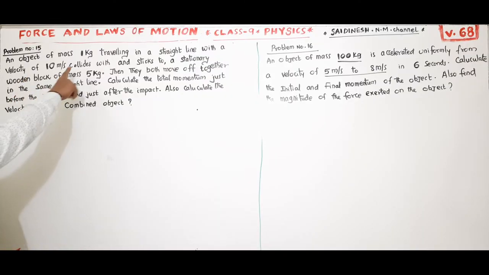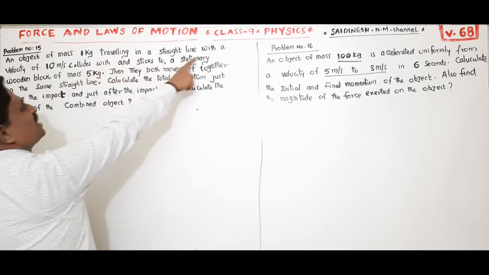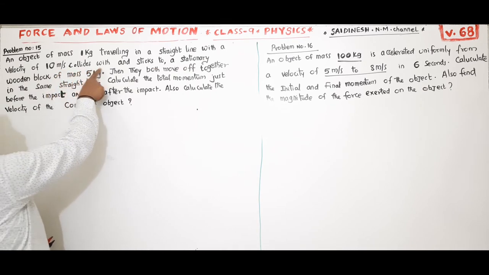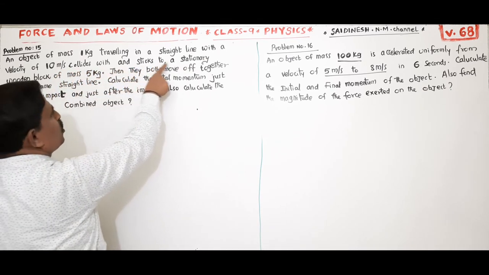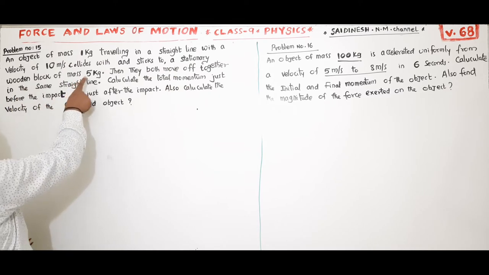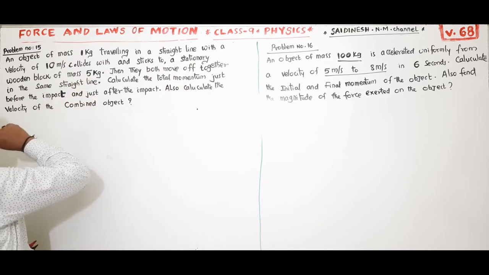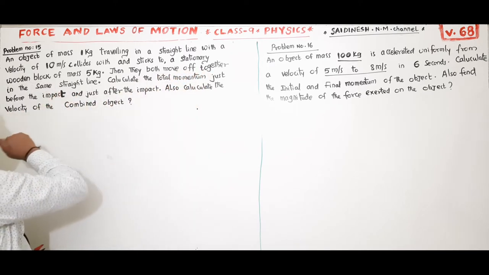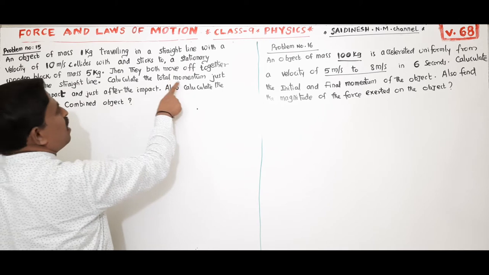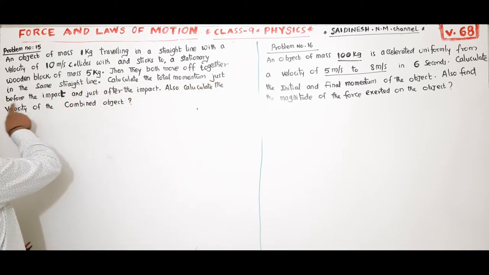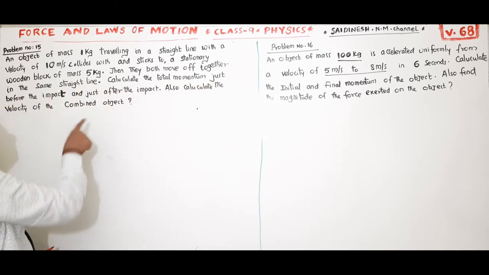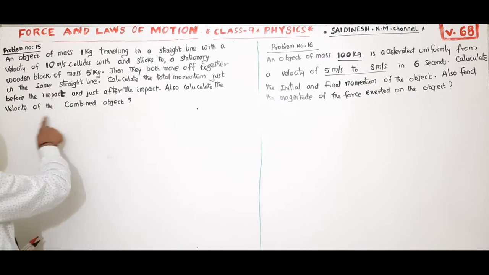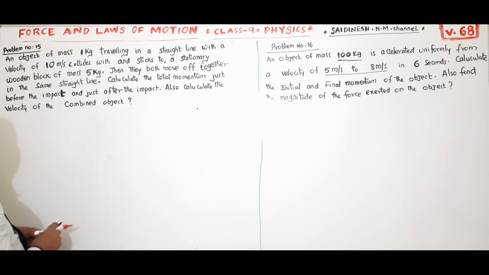Problem number 15. An object of mass 1 kg traveling in a straight line with a velocity of 10 meter per second collides with and sticks to a stationary wooden block of mass 5 kg. Then they both move off together in the same straight line. Calculate the total momentum just before the impact and just after the impact also. Calculate the velocity of the combined object.